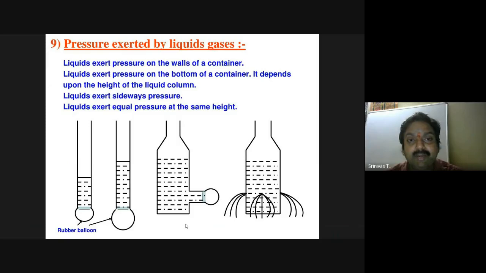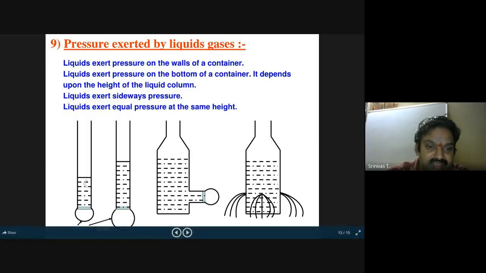Liquids also exert pressure on the bottom of a container. In both cases, it depends on the height of the liquid column. If the height is very large, the pressure on the bottom of the container is also larger. So it depends upon the height of the liquid column. You can see the liquid column is higher in this case than in this one.